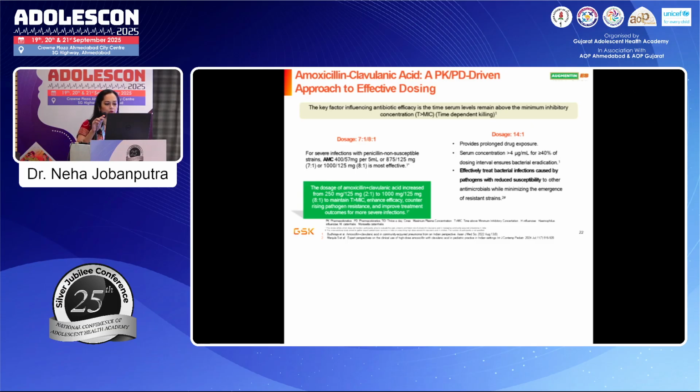14:1 provides a prolonged drug exposure, serum concentration being 4 μg per ml for more than 40% of the dosing interval. That ensures bacterial eradication. Effectively, treating bacterial infections caused by pathogens with reduced susceptibility to other antimicrobials while minimizing the emergence of resistant strains.